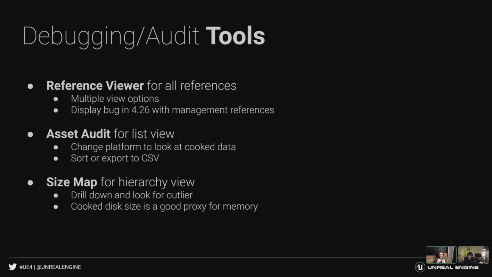You can also use the asset audit tool, which is kind of like a list view of all of your assets, similar to the content browser, and you have some options you can do on there. And then there's also the size map, which allows you to get a hierarchy view of all of the assets in your game, from the top down, which lets you see what's using that super big texture that you don't want to ship. If you saw the announcement for this, that was the size map, which I'll show you in a second. Again, these are kind of hard to talk about, so we're just going to go through them.